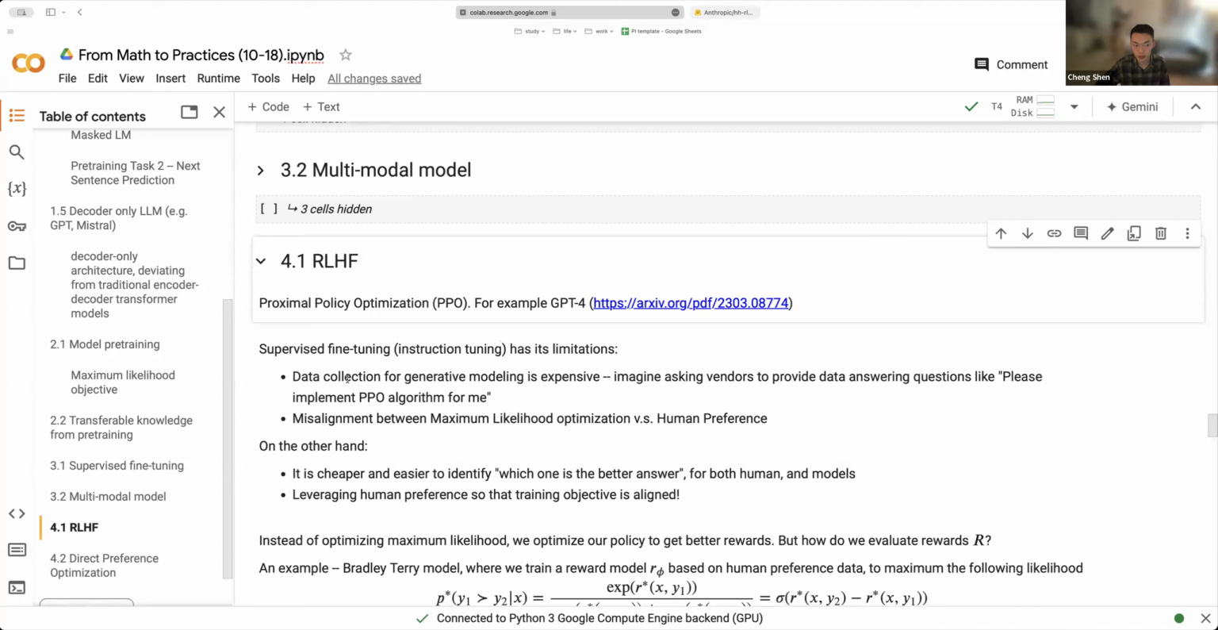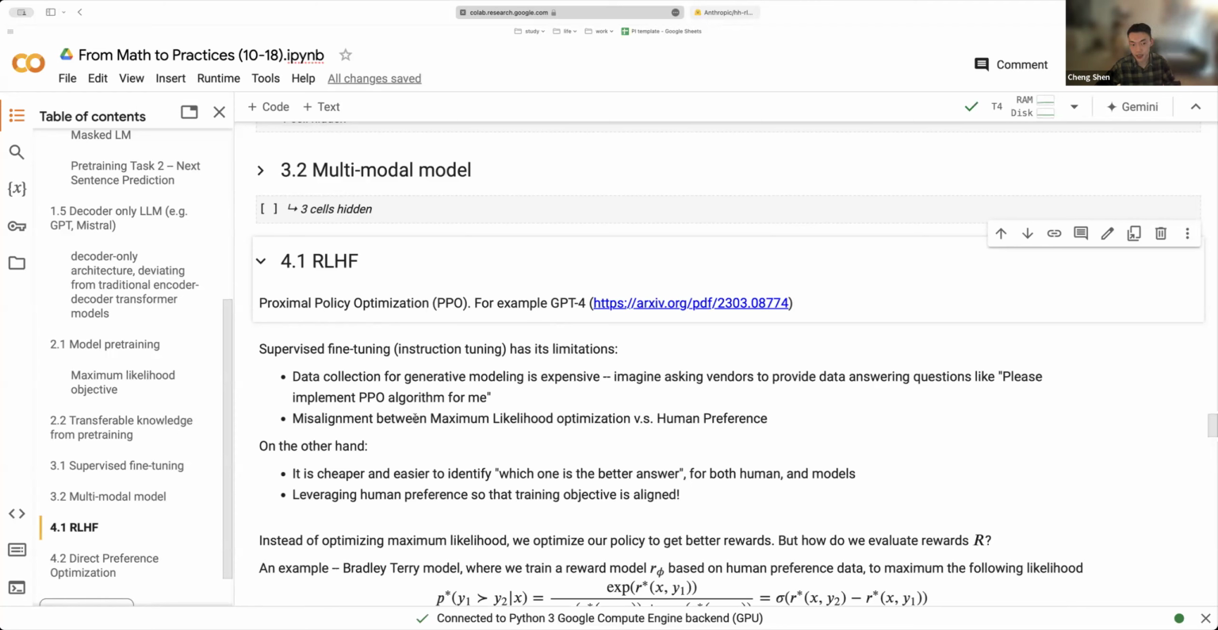One thing is the data collection could be very expensive. Imagine we're doing instruction fine-tuning, we would need to ask the vendors to provide data by answering questions like, please implement PPO algorithm for me in Python, because these are some questions that people will ask GPT-4 and we want GPT-4 to do well in. To actually collect data to do supervised fine-tuning like this, it will be quite expensive.